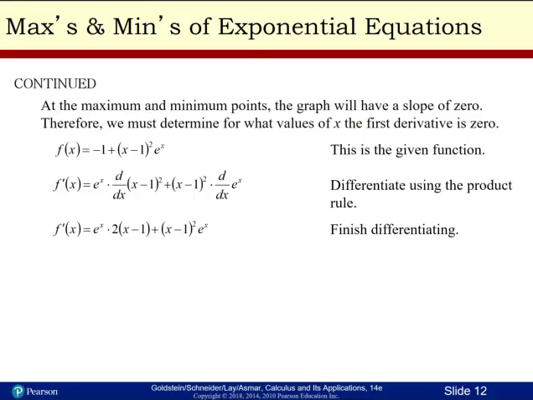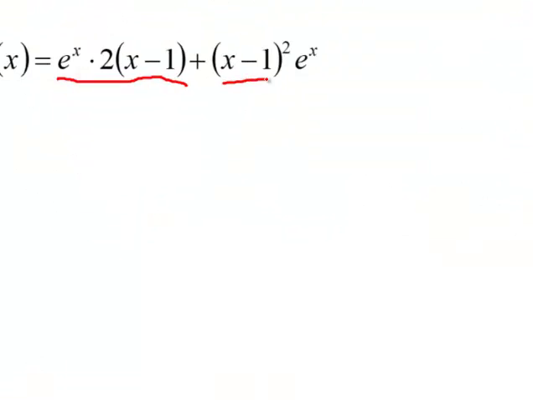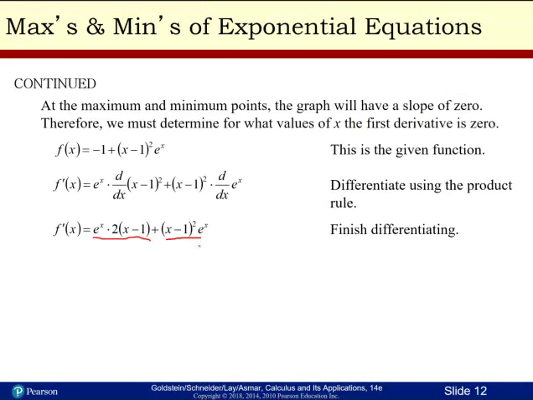Now, since I want to set this equal to 0 and solve for x, instead of multiplying it out, what I'm going to try to do is factor. So I'm going to look and note that I have an e to the x in both terms. There are basically 2 terms here. I have one term here, and I have one term here. Notice I have an e to the x in both, and I have an x minus 1 in both. So what I'm going to do is factor out that e to the x and that x minus 1.